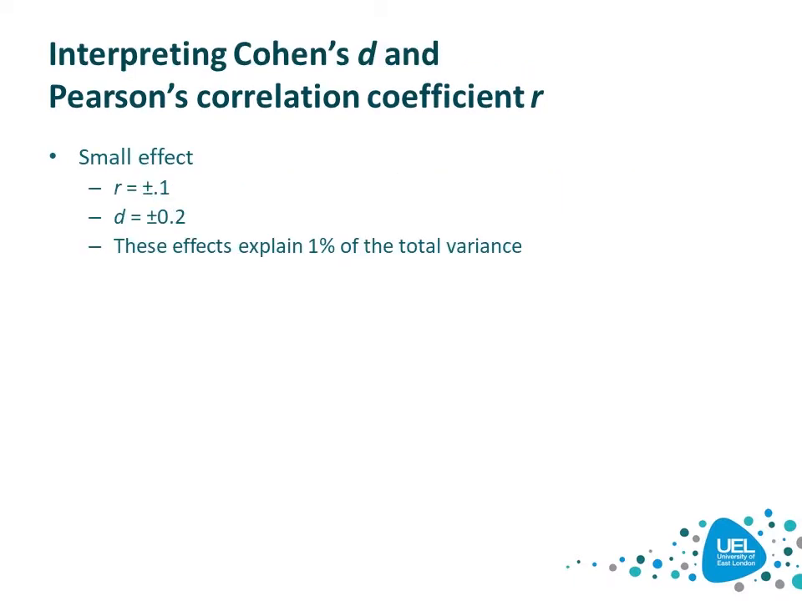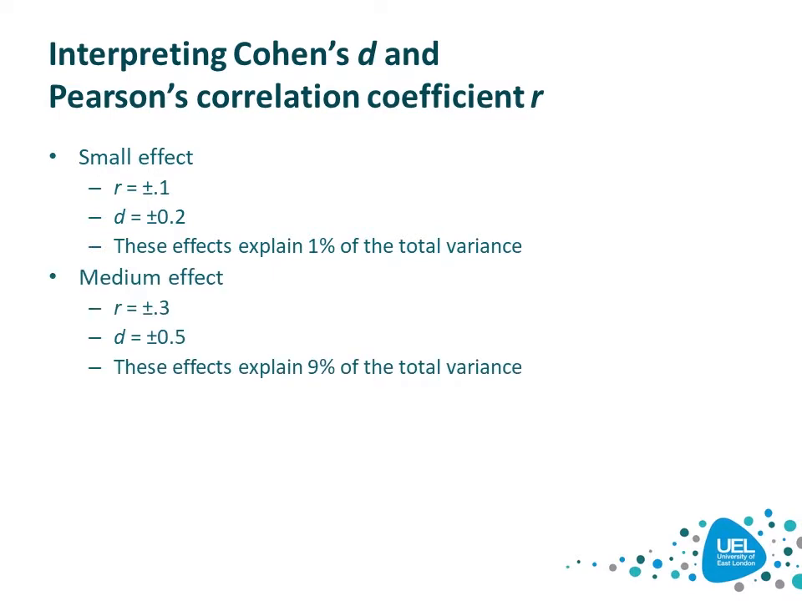There are some guidelines in order to interpret Cohen's d and Pearson correlation coefficients. A correlation of plus or minus 0.1 or a Cohen's d of plus or minus 0.2 indicate there is a small effect. These effects explain 1% of the total variance. A correlation of plus or minus 0.3 or a Cohen's d of plus or minus 0.5 indicate that there is a medium effect, and these effects explain 9% of the total variance.